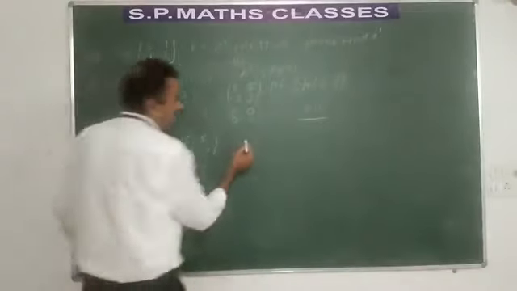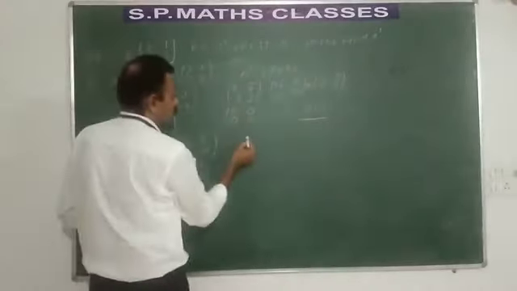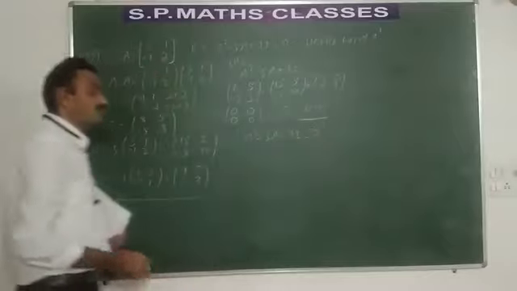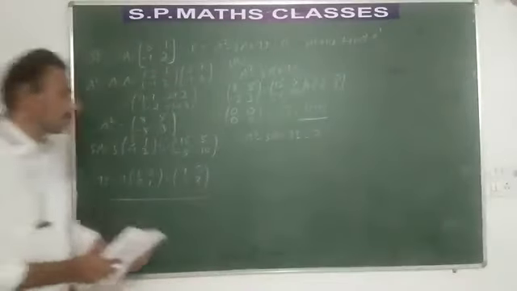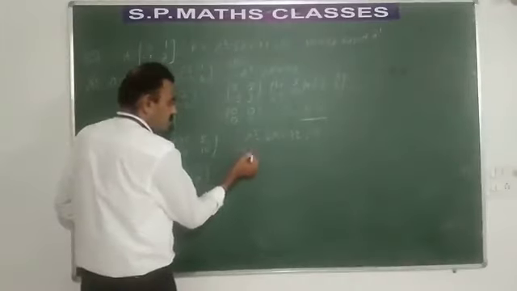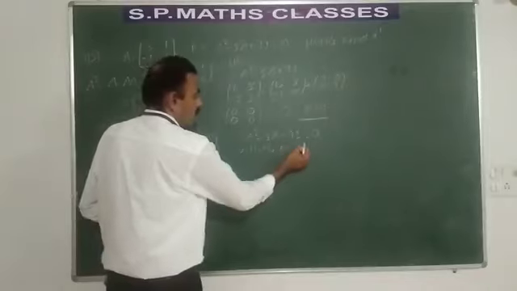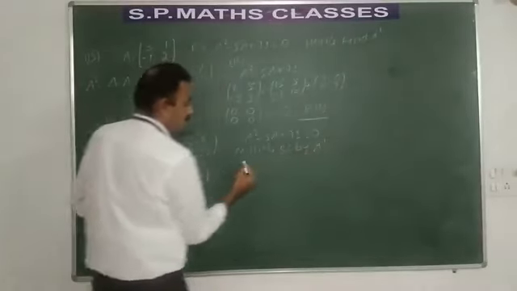Now you have to find A inverse using that equation. See, this is a special method. A squared minus 5A plus 7I is equal to 0. This equation is called the characteristic equation of the given matrix. How to find the inverse? Multiply both sides by A inverse.